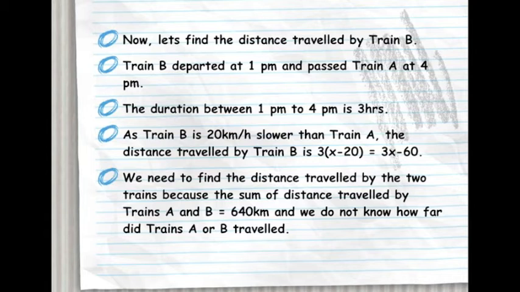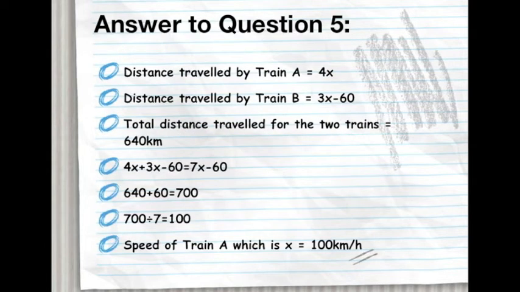The reason why we need to find the distance traveled by the two trains is because the sum of distance traveled by trains A and B equals 640 km, and we do not know how far trains A or B traveled. So the answer to question 5. The distance traveled by train A equals 4x. The distance traveled by train B equals 3x minus 60. The total distance traveled by the two trains equals 640 kilometers. So 4x plus 3x minus 60 equals 7x minus 60.